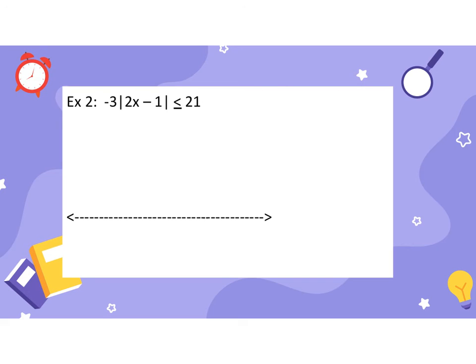Let's look at this one. How we isolate this one. We need to get this on the left by itself, so I've got to get rid of that negative 3. To do that, I'm just going to divide by a negative 3.